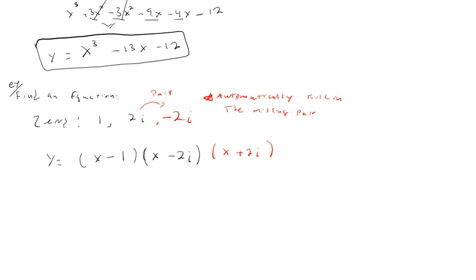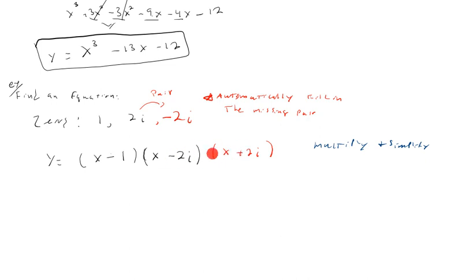So which ones should I multiply together first? Should I just do these two together first? That would be fine, but when you do this multiplication, you want to make it simple. I would always multiply your conjugate pairs together first, because it's just going to make your life easier down the road. So I'm going to do these two, 2i and minus 2i. X times x, that times that.